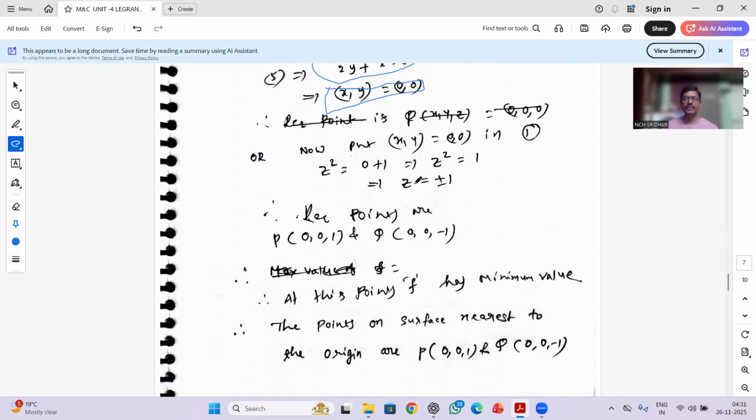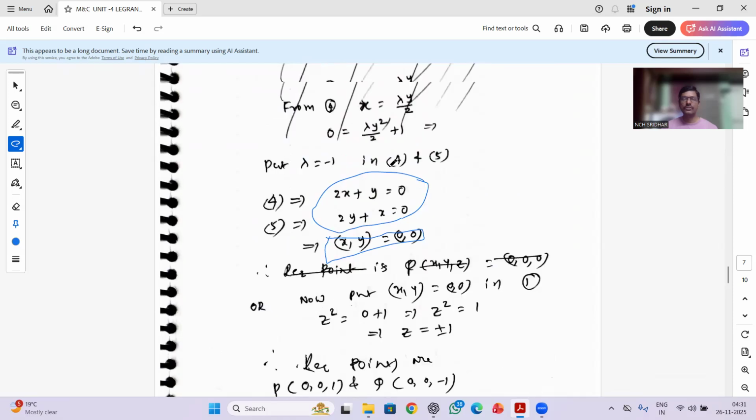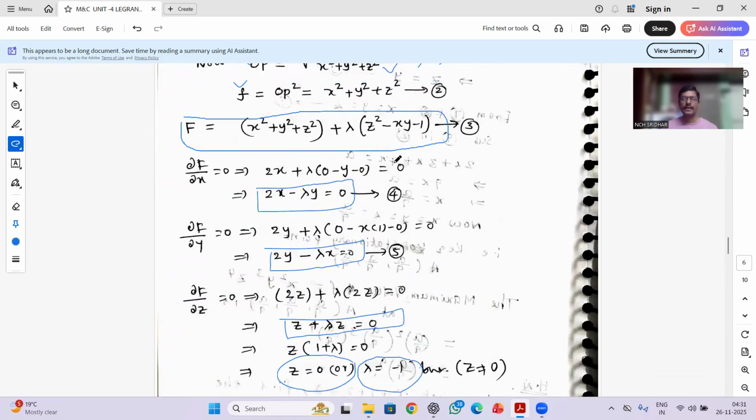Okay, 0 comma 0. That means x comma y is equals to 0 comma 0. Now put x comma y is equal to 0 comma 0 in equation 1. We get z square is equals to 1. So z square is equals to 1. That means z is equals to plus or minus 1. Okay, x is equal to 0, y is equal to 0, I am substituting in the given equation.